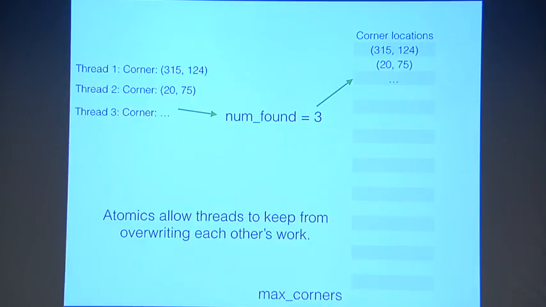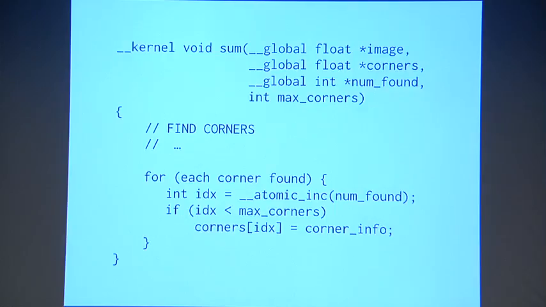So the atomics will allow the threads to keep from overwriting each other's work. We'll always do an atomic update to the number found. We'll always get a unique location from that, and we'll also be able to check that we don't overwrite the maximum. Now, the code's not really very difficult. It's pretty simple. I mean, the idea is a little more complicated, but what we actually do is not.